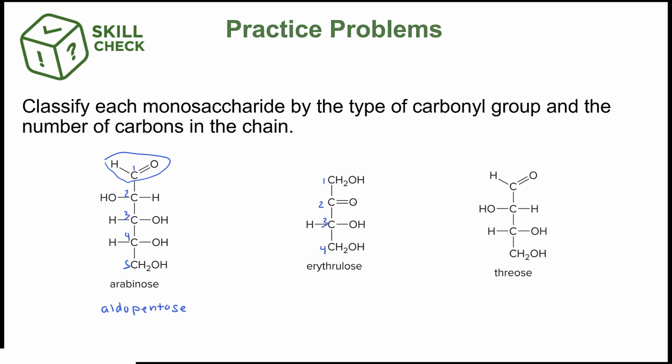Erythrulose has a C double bond O that's not at the top, so this is going to be a ketone, or a keto. 4 carbons is tetrose. And then threose has 4 carbons. My functional group here is an aldehyde, so this will be an aldotetrose.